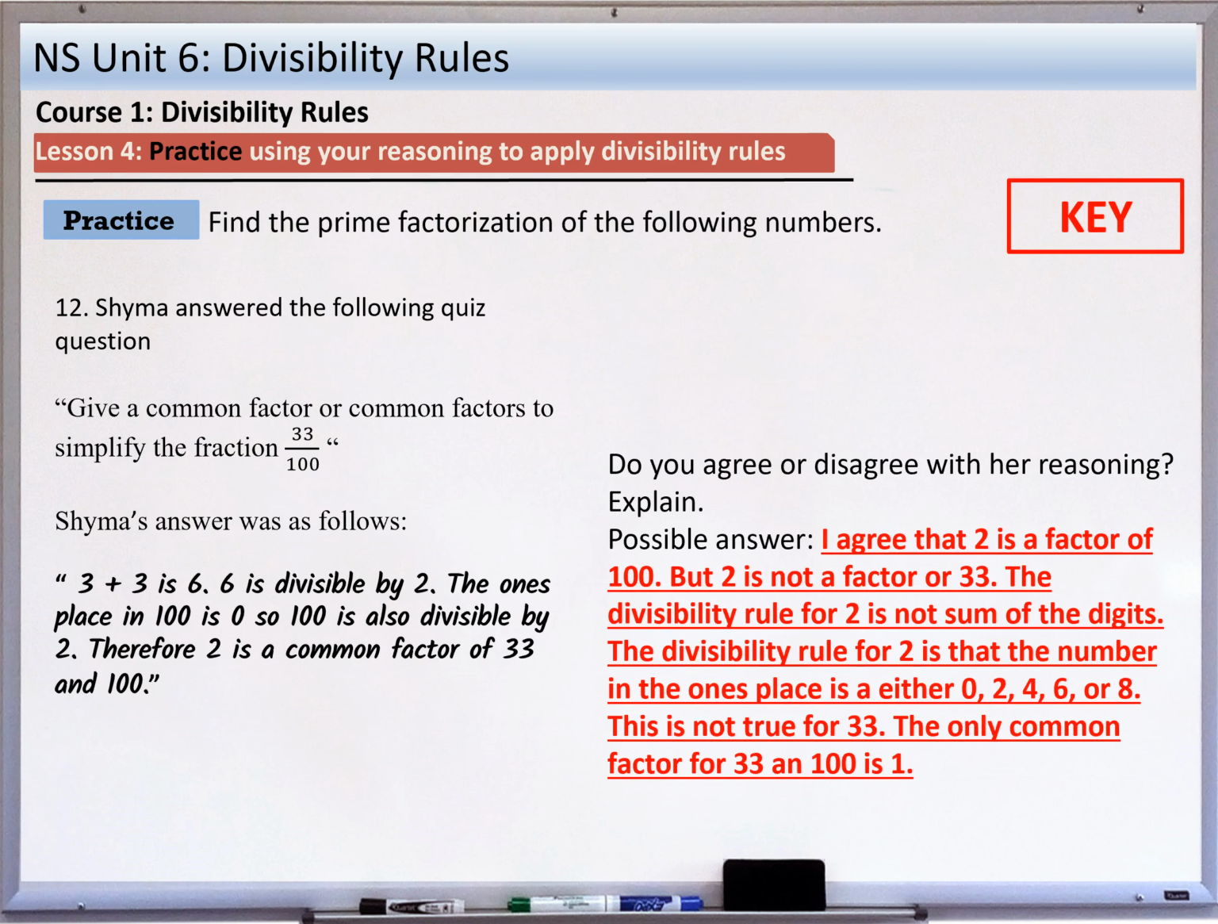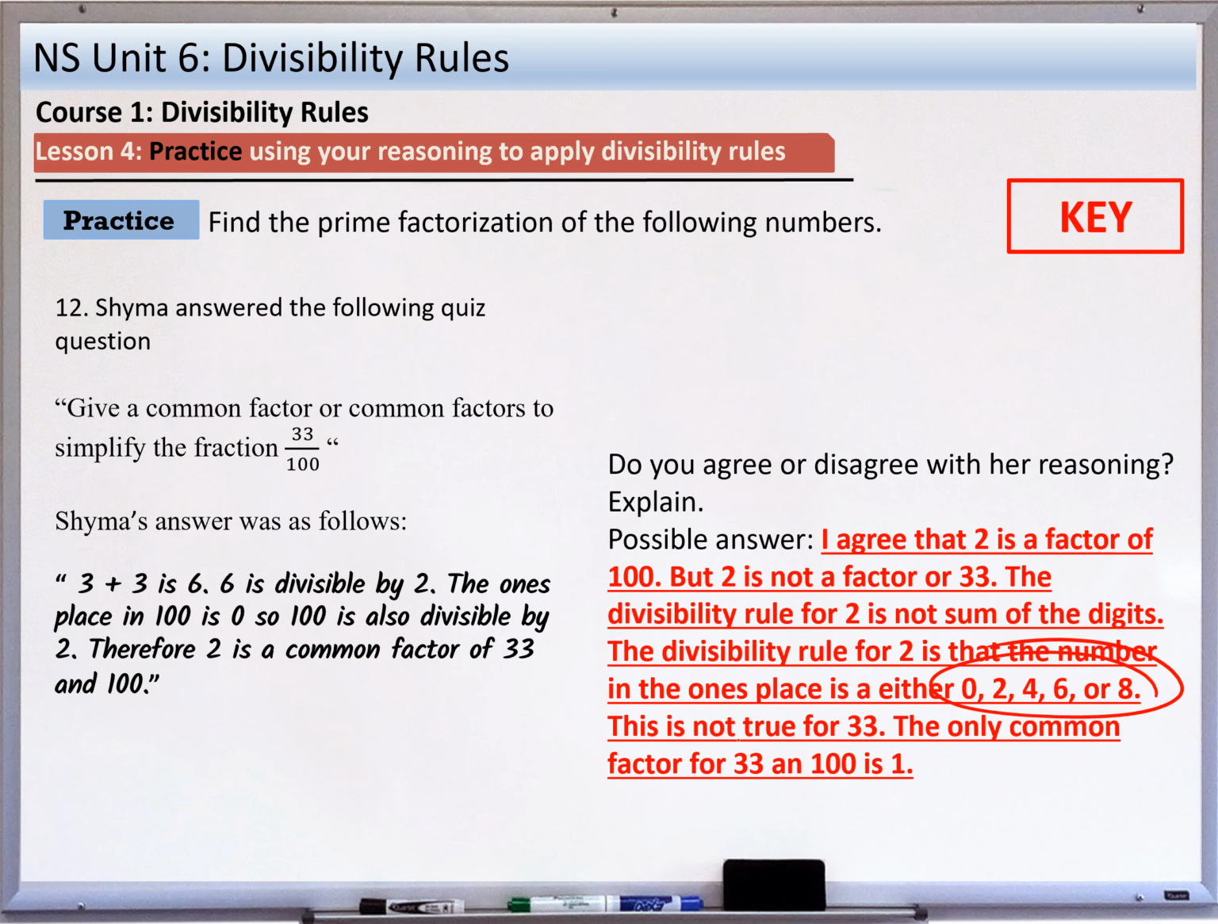We disagree because we agree that 2 is a factor of 100, because the divisibility rule for 2 is that you look at the ones place. But 2 is not a factor of 33. We don't use the sum of the digits for 2. We just look at the ones place for 0, 2, 4, 6, or an 8.